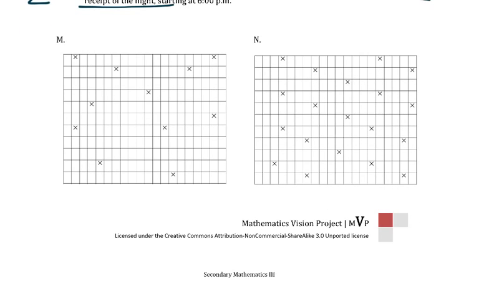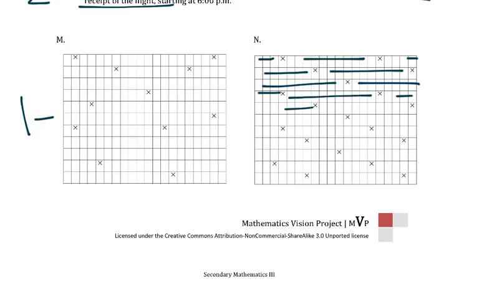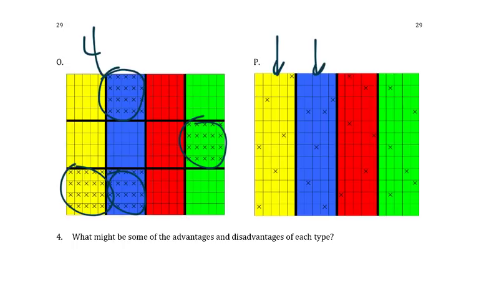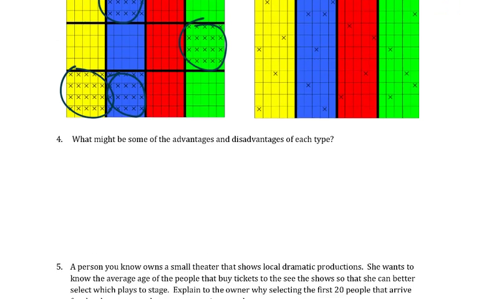Okay. M, hopefully you can see that's pretty random, so that'd be a simple random. And see, now notice how it's pretty much the same distance away, isn't it? So that would be systematic, some sort of system to it. Okay, O and P. O, you put them into separate groups, but you're doing the whole group. That's the cluster. That's 4. Whereas this one, you've separated them into different groups, but you're randomly picking out of that. That's the stratified 3.